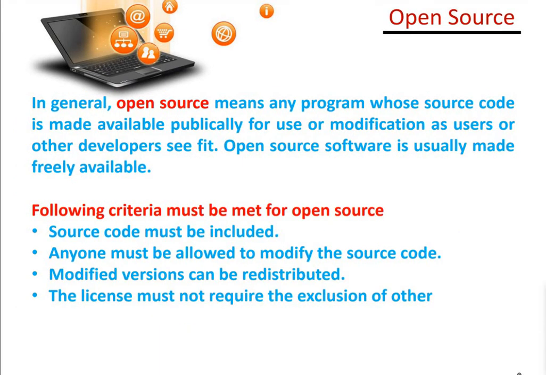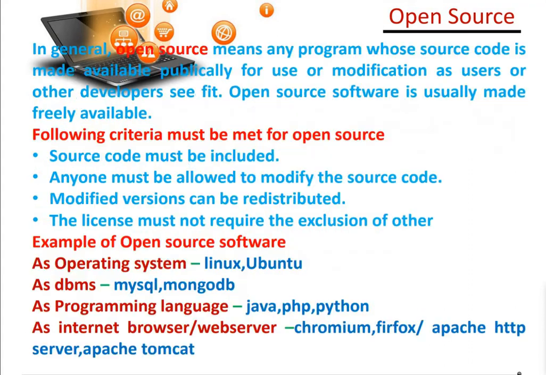Now, in general, open source means any program whose source code is made available publicly for use or modification as users or other developers see fit. Open source software is usually made freely available. Following criteria must be met for open source: source code must be included, anyone must be allowed to modify the source code, modified versions can be redistributed, and the license must not require the exclusion of others.